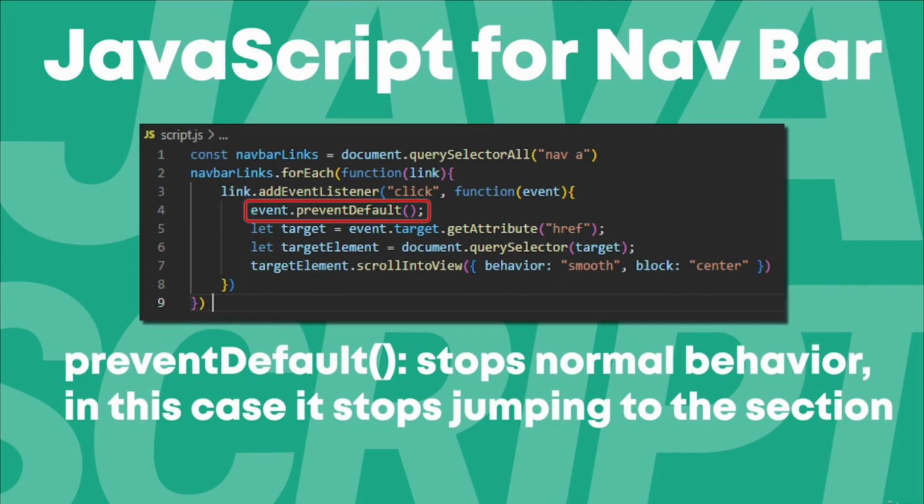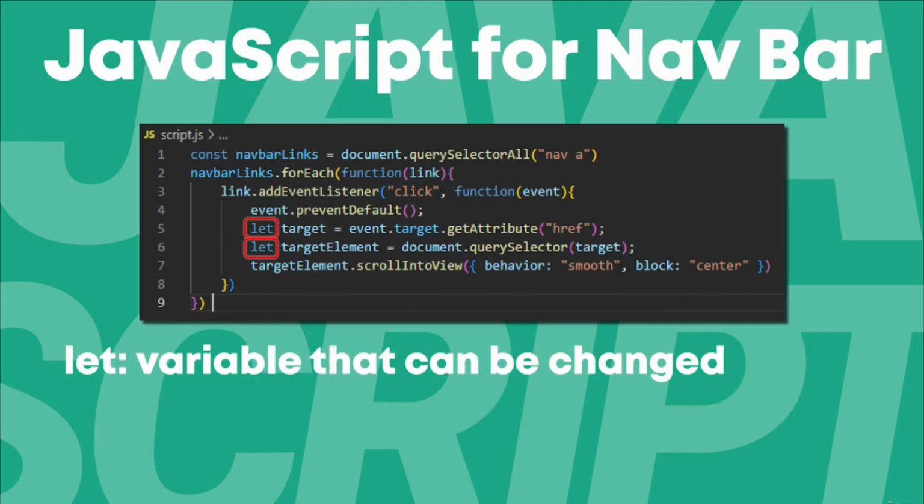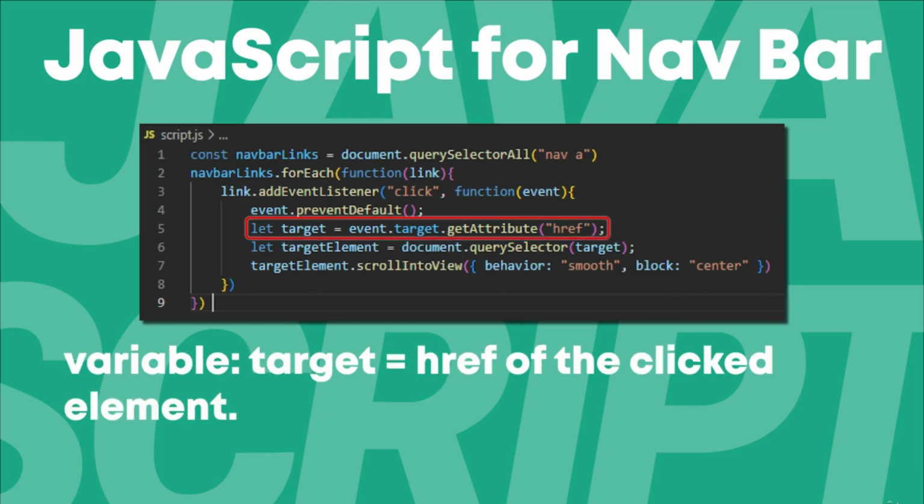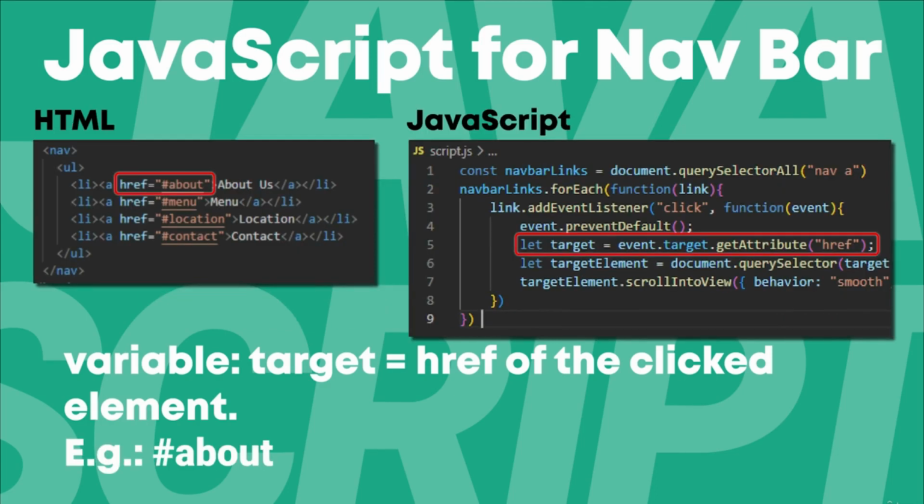Now moving on, we see this let, which as mentioned before is going to make a variable that can later be changed. So first a variable named target is created, and it is made equal to the value of the attribute href of the specific element that is clicked in the navbar. So in the event listener, one specific link in the navbar is selected when it is clicked, and this getAttribute selects the actual reference in the navbar, for instance #about.